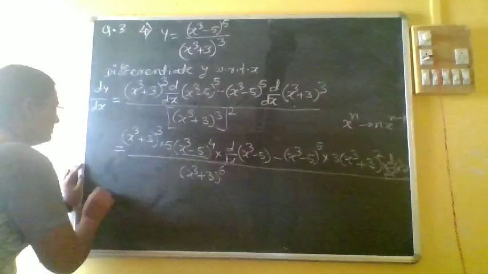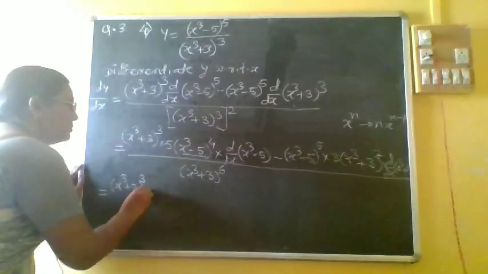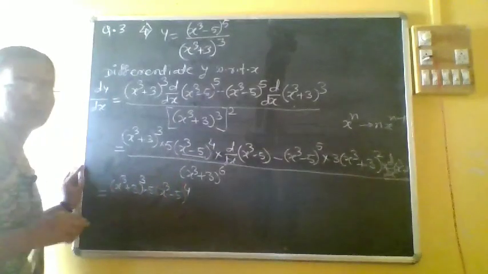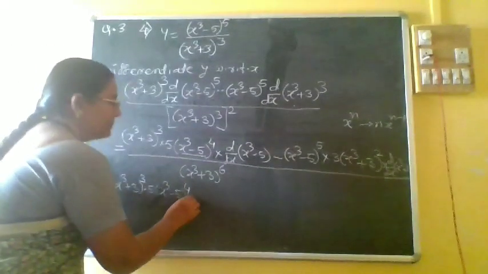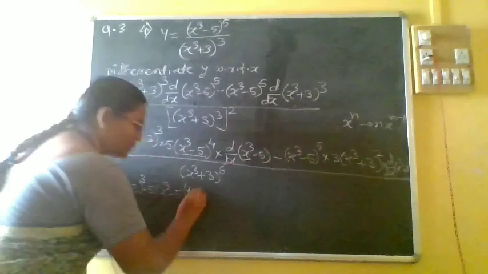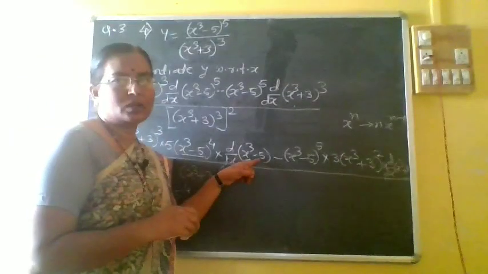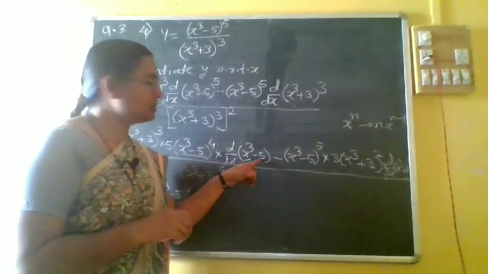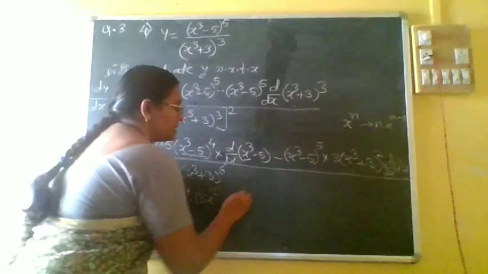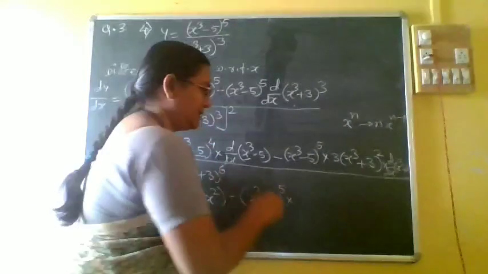This becomes (x cube plus 3) cubed into 5 into (x cube minus 5) raised to 4, into the derivative of x cube minus 5. The derivative of this first term is 3x square, minus 5 is a constant, and the derivative of a constant is 0. Therefore, it becomes 3x square, minus (x cube minus 5) raised to 5 into 3 as it is.